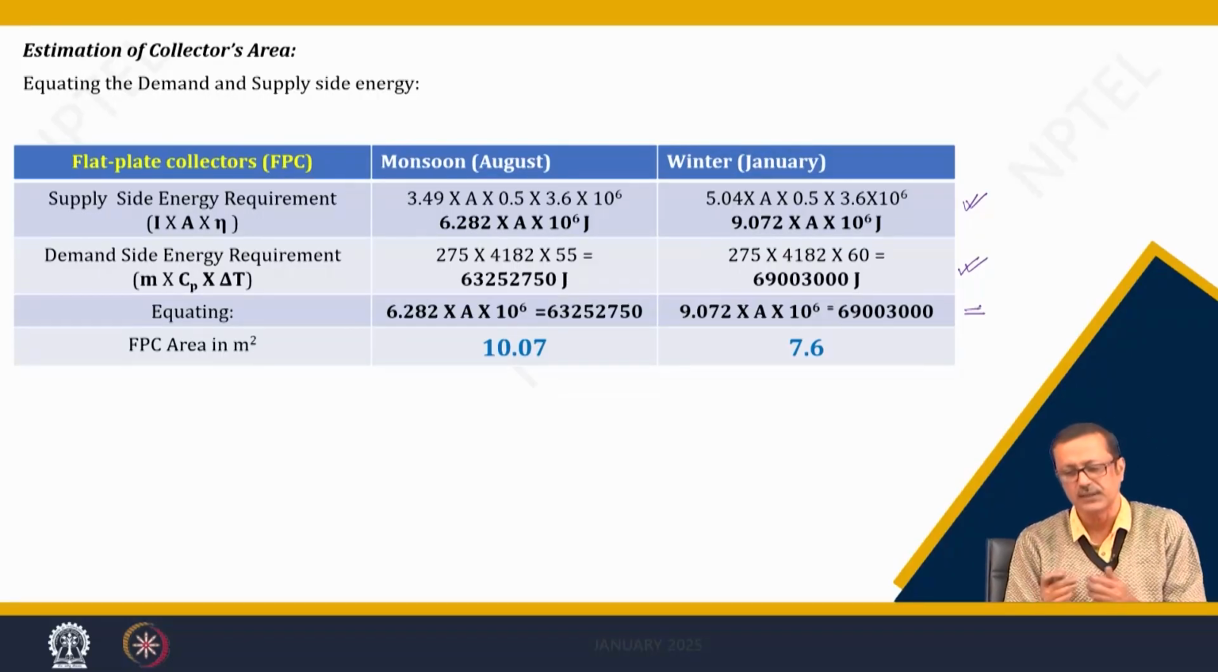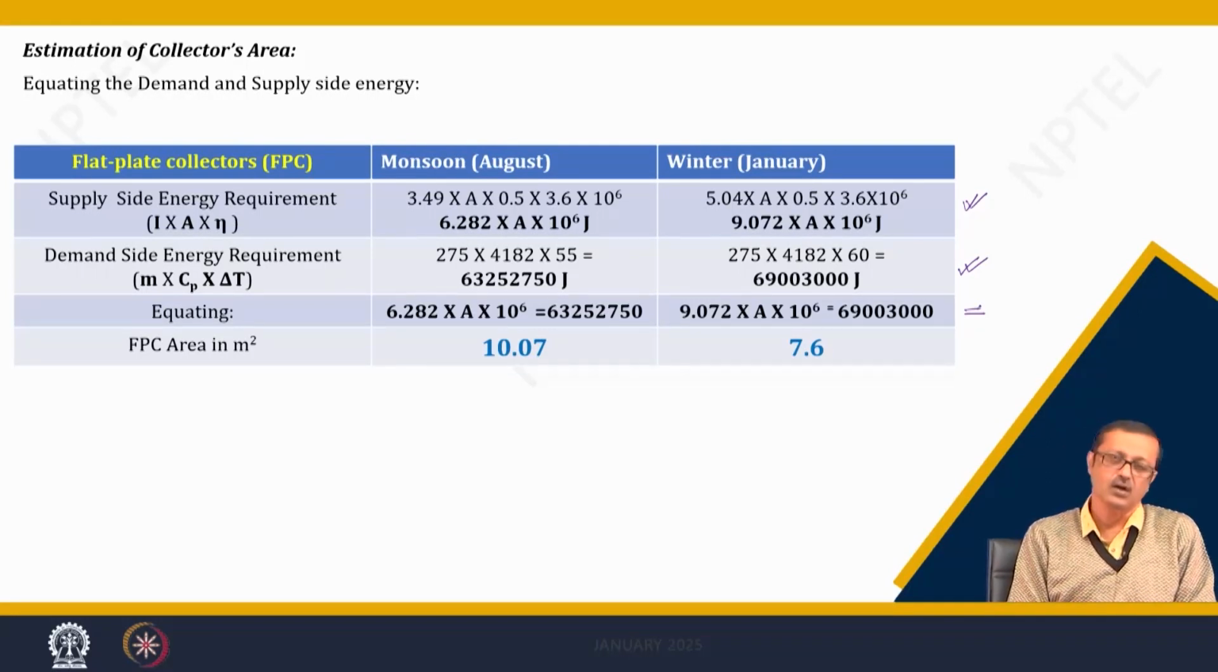So we may go with some kind of averaging, or if my initial investment permits, I can go for 10 square meters and I do not have to bother about anything, I can run things in the normal way. Otherwise, if I go with 7.6, in monsoon time a little extra energy I have to put in through electricity or so to get that much temperature.